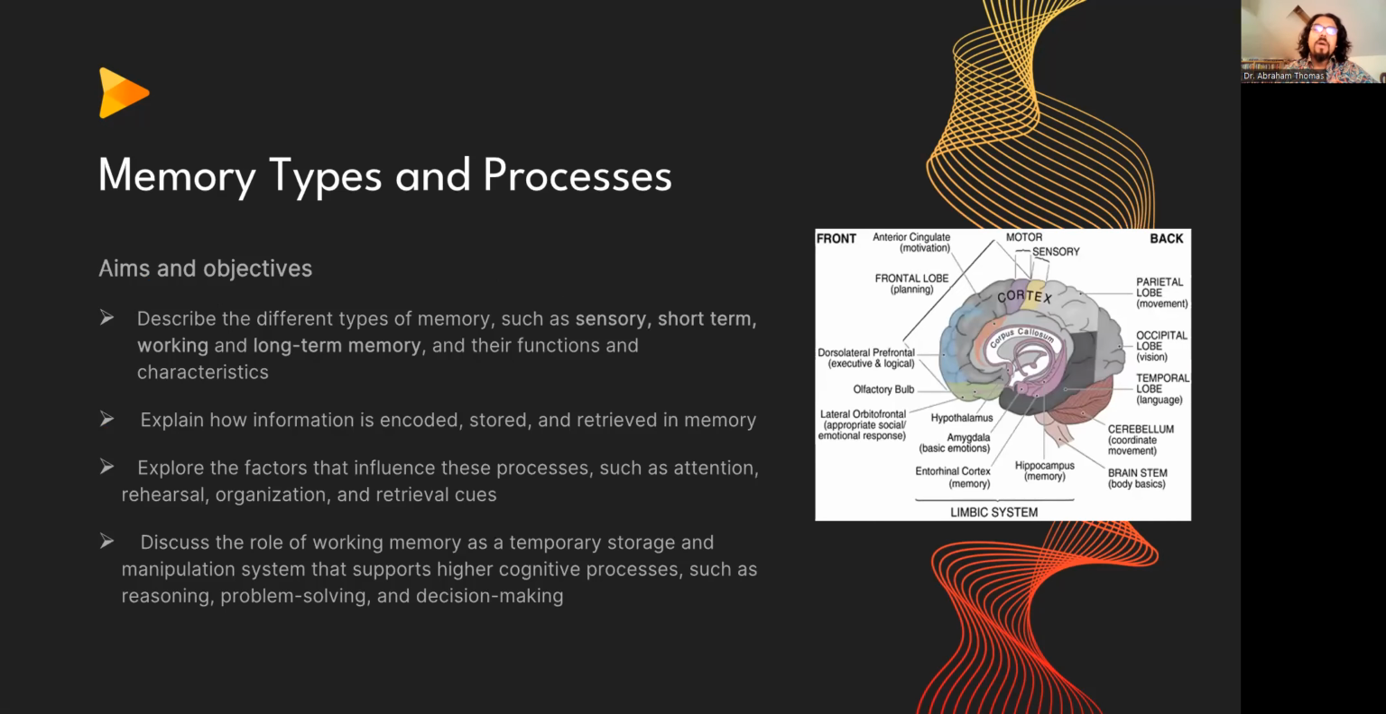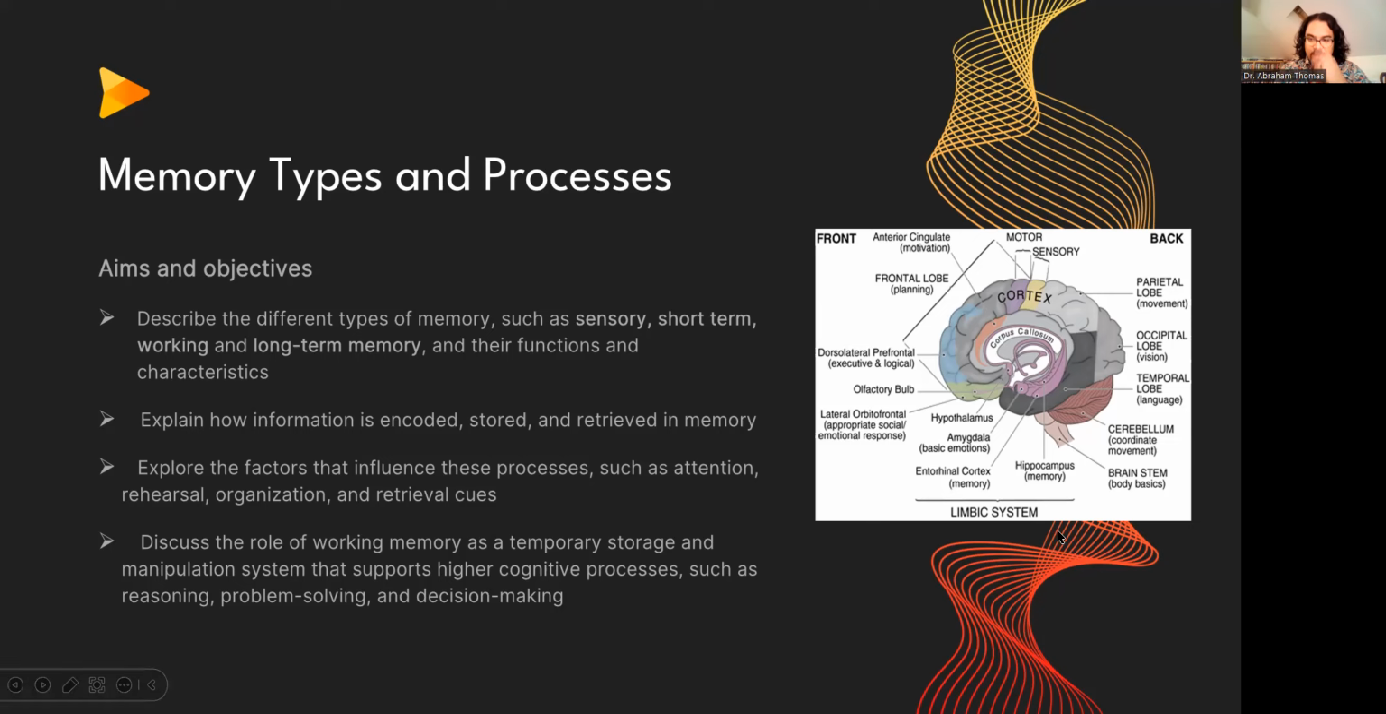So let's talk about memory types and processes. The aims and objectives of this presentation are to describe different types of memory, such as sensory, short-term, working, and long-term memory, and their functions and characteristics. We're going to explain how information is encoded, stored, and retrieved, and we'll explore the factors that influence these processes, such as attention, rehearsal, organization, and retrieval. We're also going to discuss the role of working memory as a temporary storage and manipulation system that supports higher cognitive processes, such as reasoning, problem solving, and decision making.